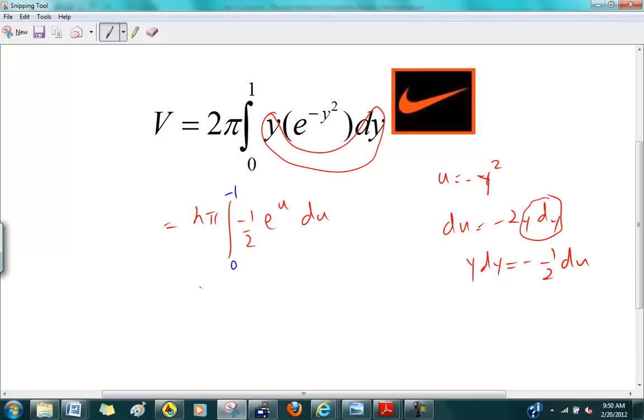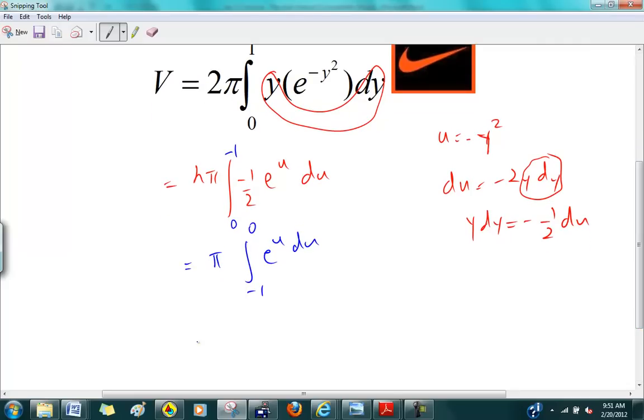I'm going to use the property that lets me reverse these limits. I stick a negative sign, so that negative sign and that negative sign will cancel, and the 2 and the 2 cancel. So I'll get pi, going from minus 1 to 0, of e to the u du. Integrating this, you get pi e to the u from 0 to minus 1, which gives you pi times 1 minus 1 over e.